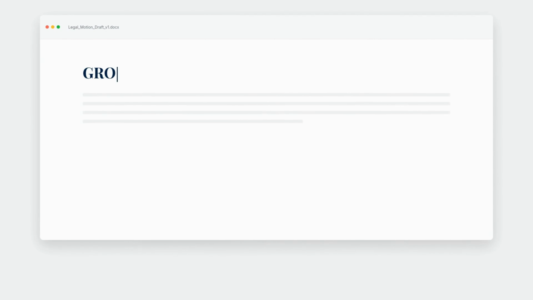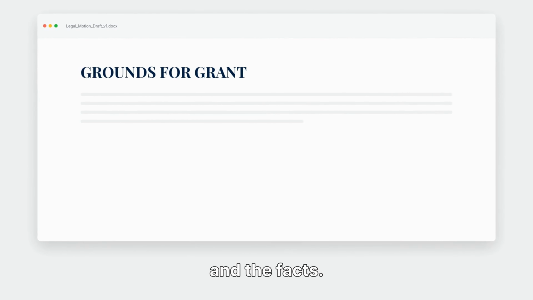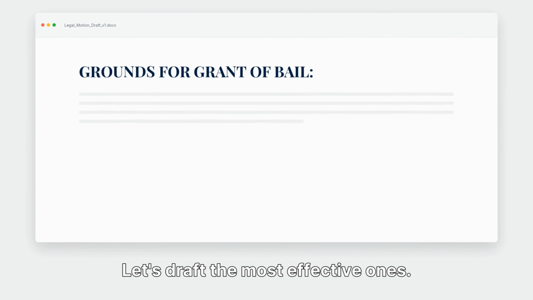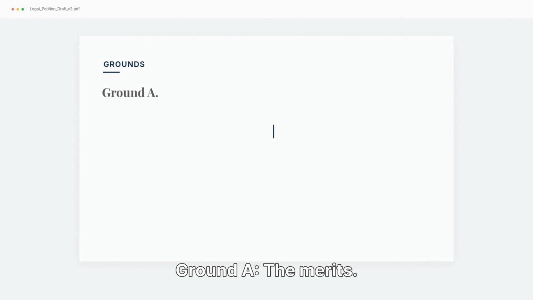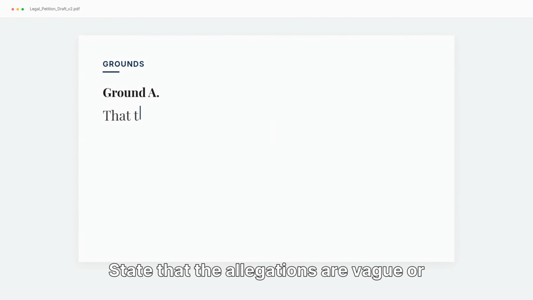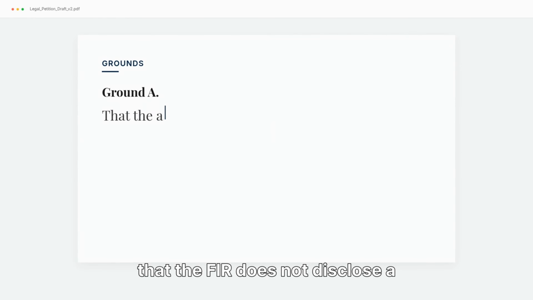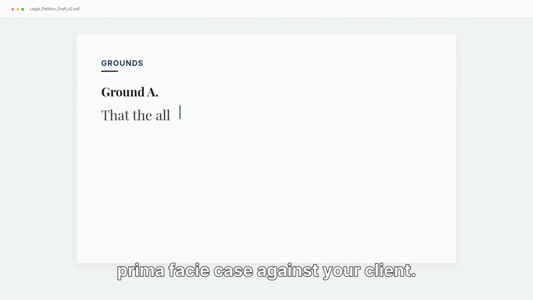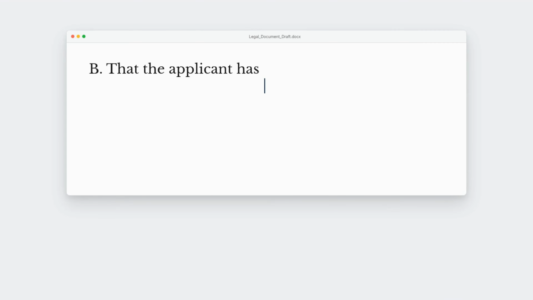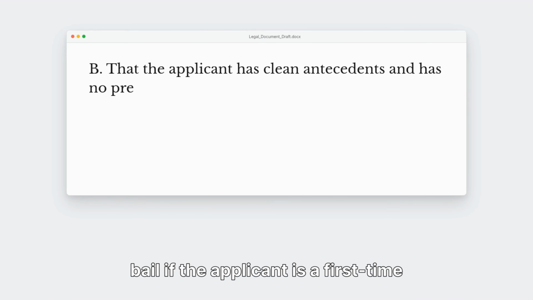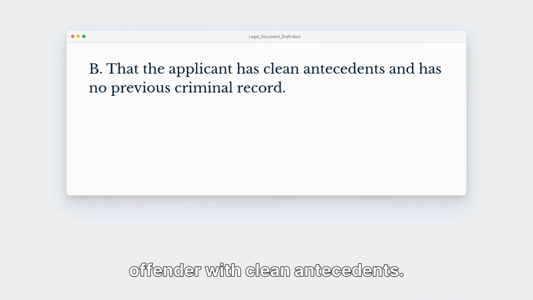Now we come to the grounds. This is where you argue the law and the facts. Let's draft the most effective ones. Ground A, the merits. State that the allegations are vague or that the FIR does not disclose a prima facie case against your client. Ground B, previous record. A judge is more likely to grant bail if the applicant is a first-time offender with clean antecedents.